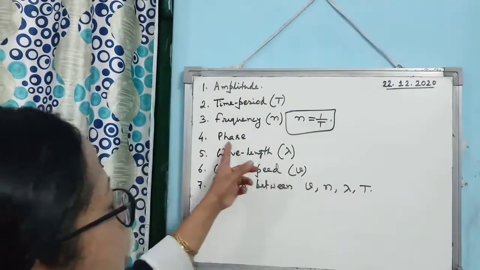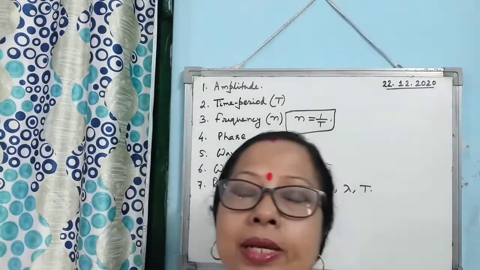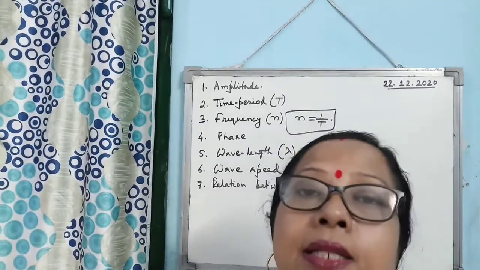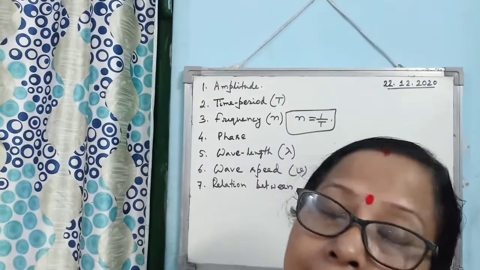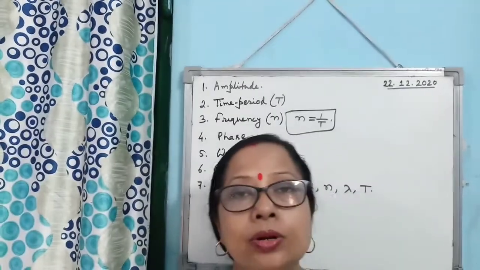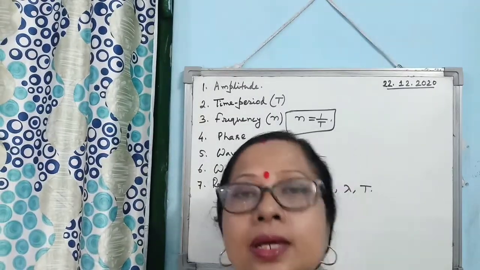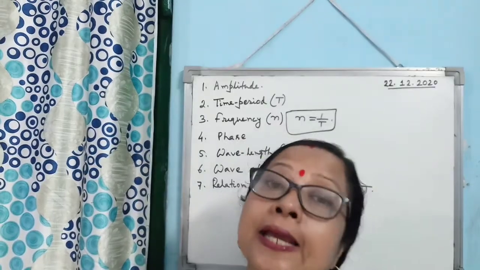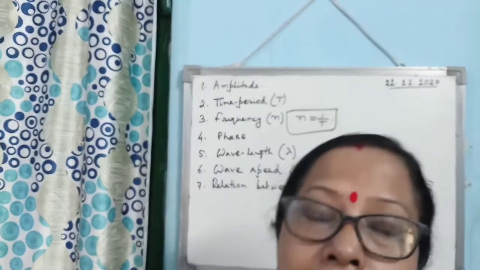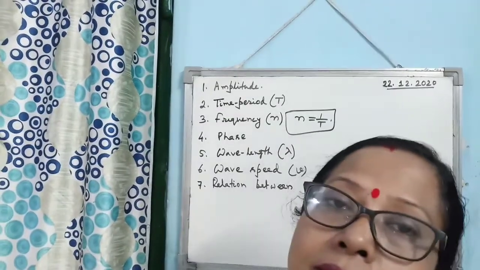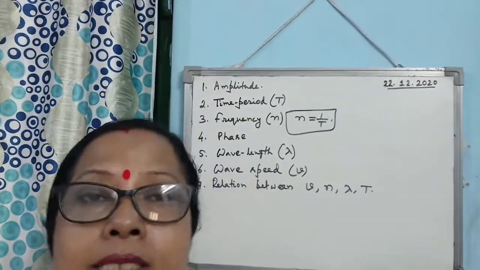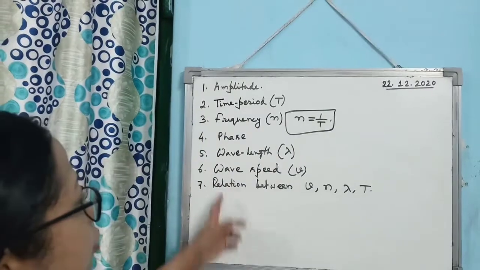And then next one is phase. Phase of a particle of the medium represents the position of the particle and direction of motion of the particle at any instant of time. That is known as phase. The term which indicates the position of the particles of the medium and direction of motion of the particles of the medium at any instant of time is known as phase. Then next one is wavelength.